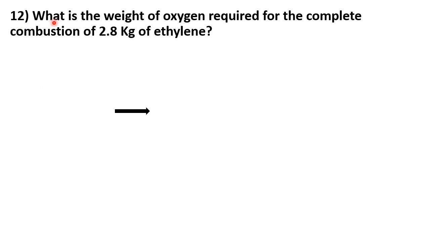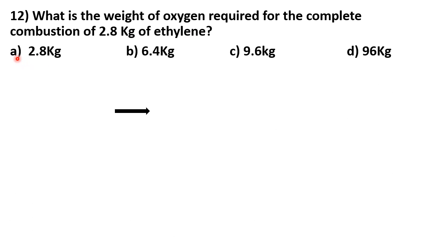Question number 12. What is the weight of oxygen required for the complete combustion of 2.8 kg of ethylene? Options are A 2.8 kg, B 6.4 kg, C 9.6 kg, D 96 kg.